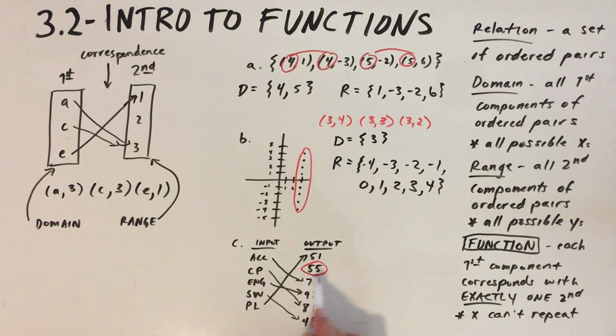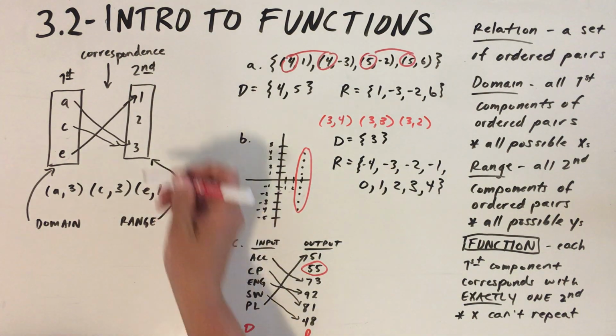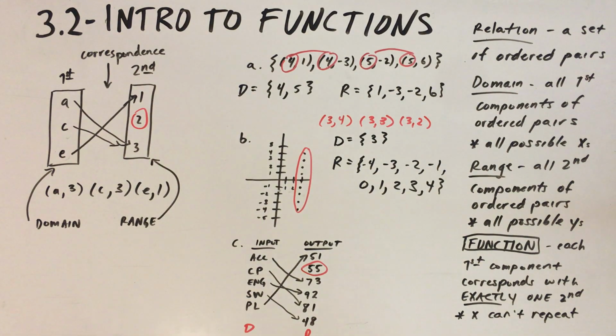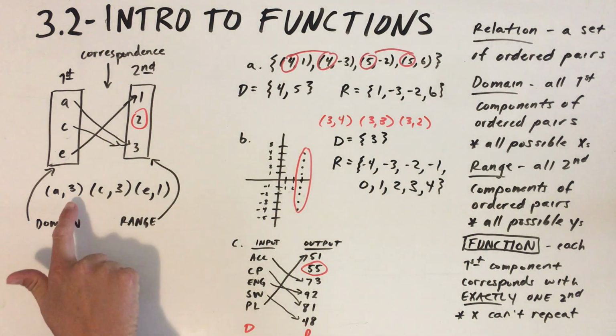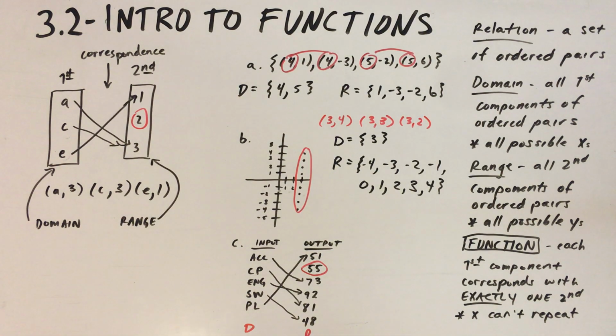None of the arrows point to this 55, so it is not part of the range. Okay, so these values are my range and these values are my domain. I also want to point out here that there is no 2 in this range. And you can see that there's no 2 in the second values. Okay, so that is determining domain and range.